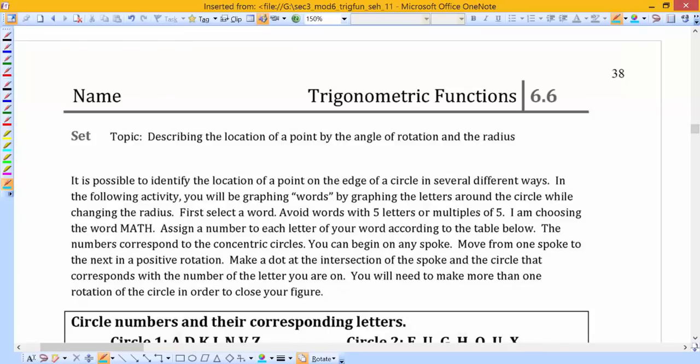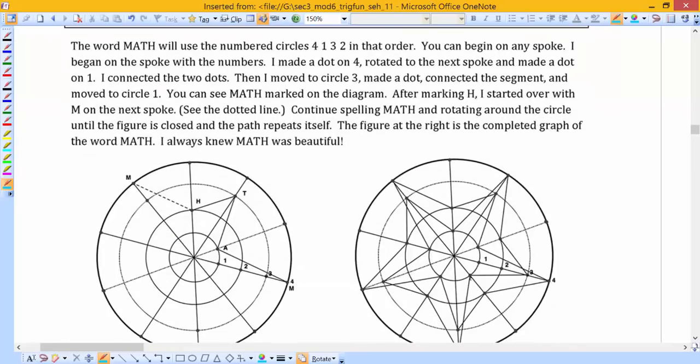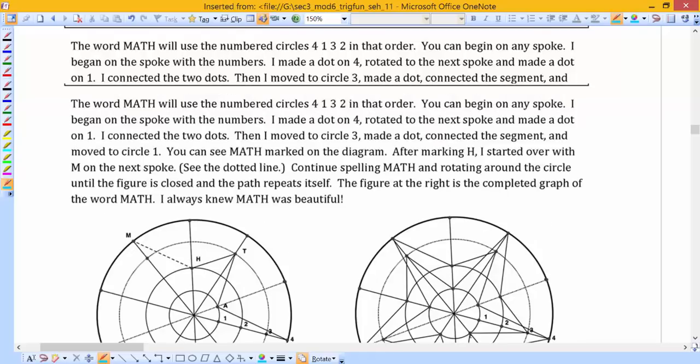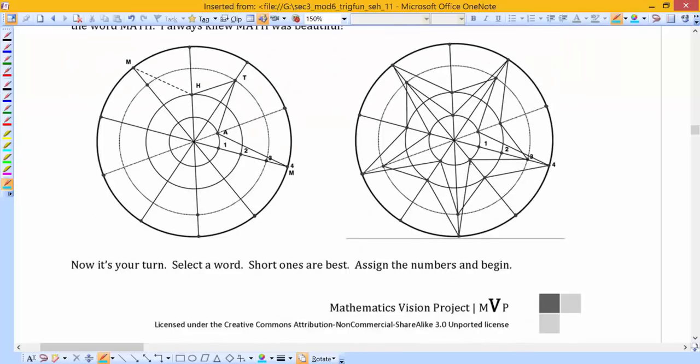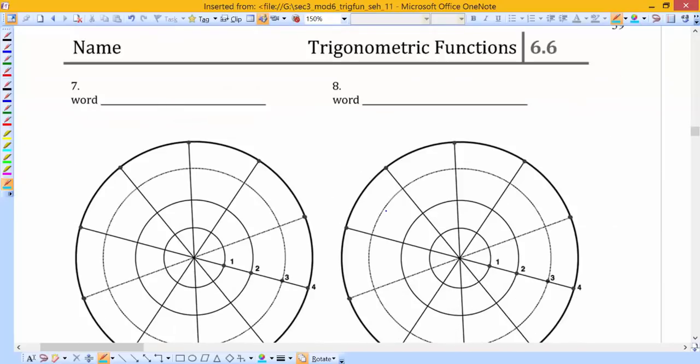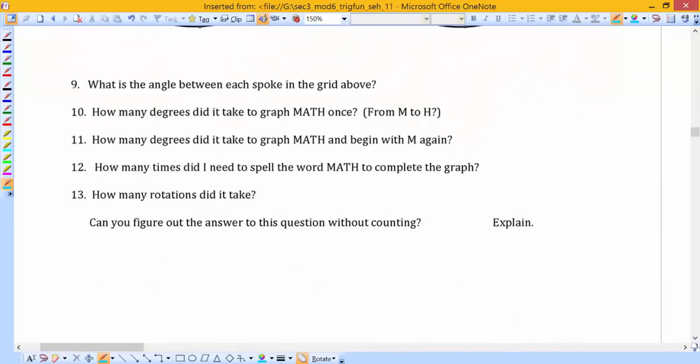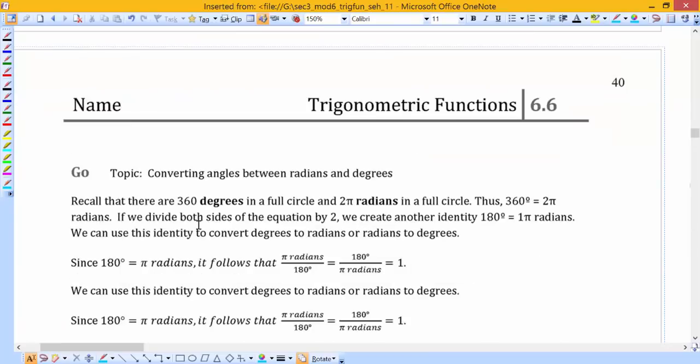The set we're going to skip. You're welcome to try it. Read the directions carefully. Don't pick a word that's very big. The bigger the word, the more complicated everything is going to be. All right. Not worried about that. I mean, it's good that you guys can answer these questions if you do this, but I'm not too worried about it right now. I know that sounds really bad, but it is what it is.